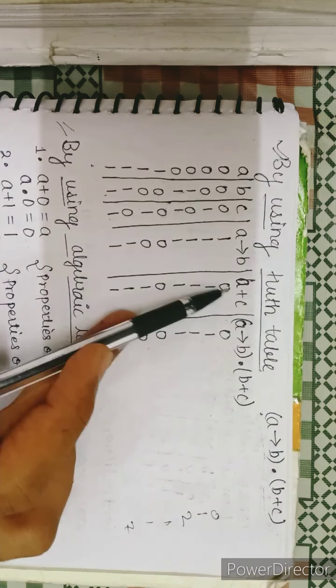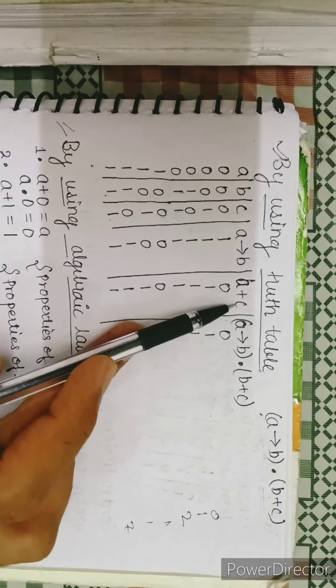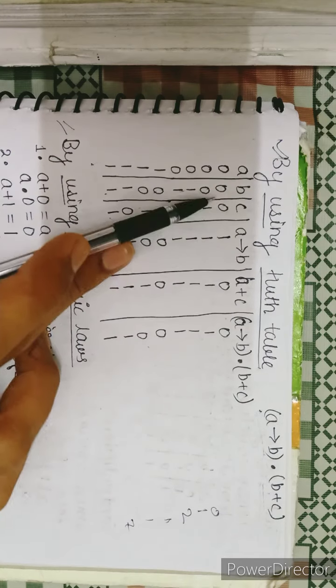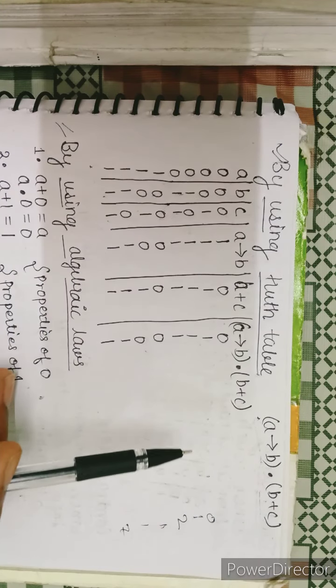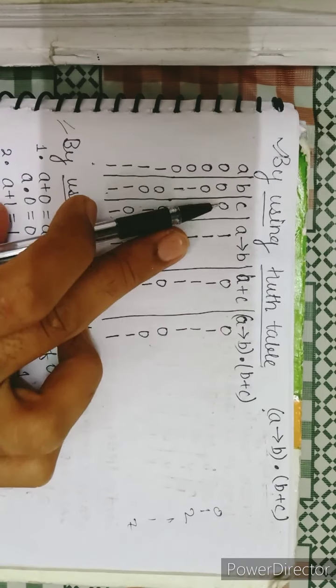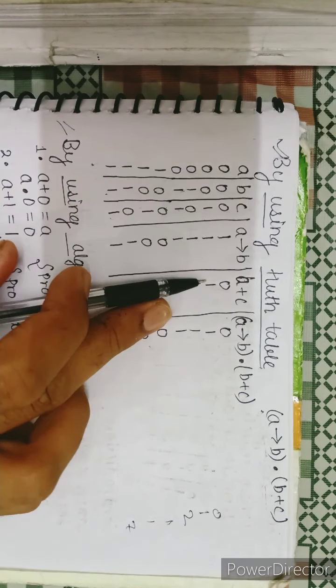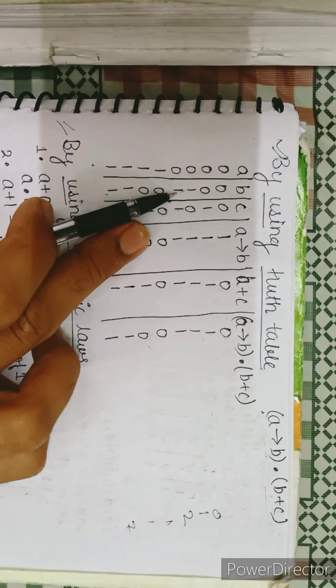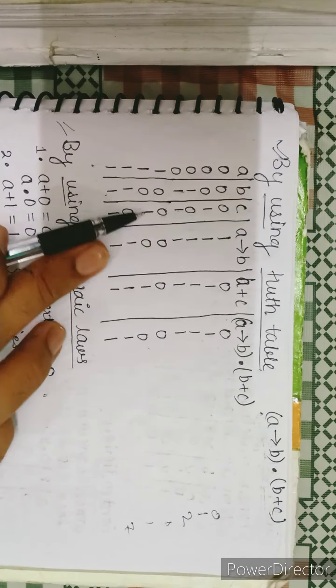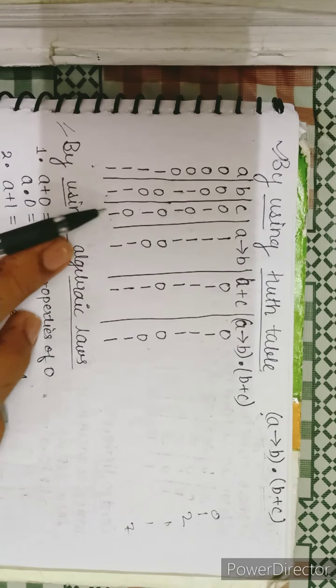Now coming to b plus c. So b plus c is just a disjunction. When either of them is true or both are true, then we go with true. So 0 0 gives 0, 0 1 gives 1, 1 0 gives 1, and when both are true, it is true. So 0 1 1 1 0 1 1 1.